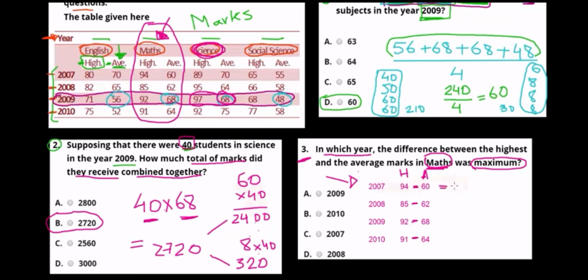So 94 take away 60 gives me a 34. 85 take away 62 gives me 23. The difference between 92 and 68 is 24. And 91 to 64, so that's 27. Clearly the highest difference was over here, between the highest and the average in year 2007. So that's the year 2007, answer option C.